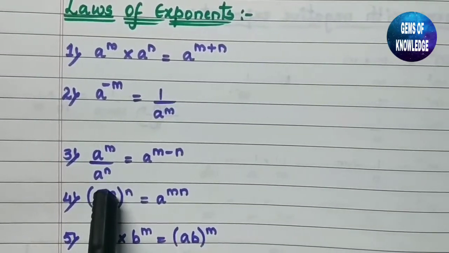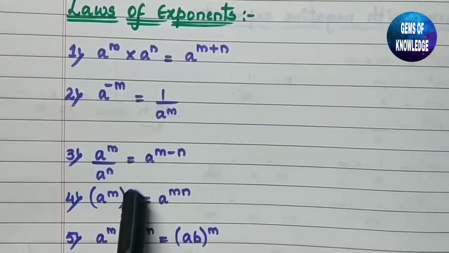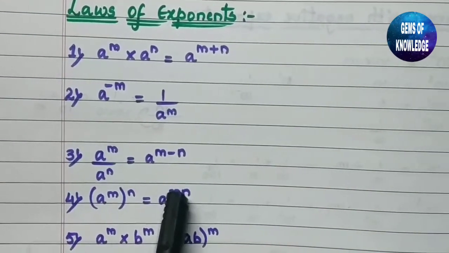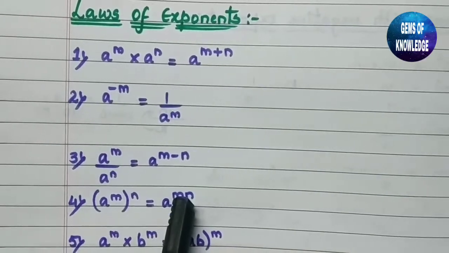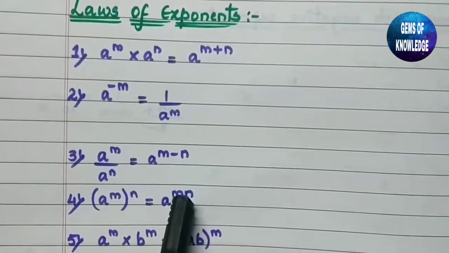This is a to the power of m whole to the power of n, which will be equal to a to the power of, we can multiply these two powers, that is m into n. m into n can be written as mn.